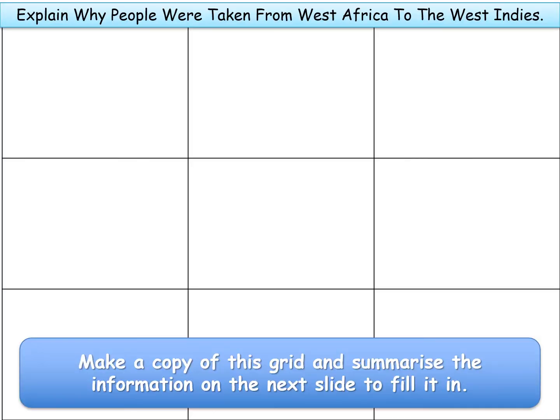So we're going to summarise this information into either another grid, another mind map, or another bullet point list, depending what you did last time. You might want to try something different this time, because we're going to work with different note-taking techniques, but if you know what works for you, stick with that. So our heading is explain why people were taken from West Africa to the West Indies, and we're just going to do the same thing again to summarise this information.